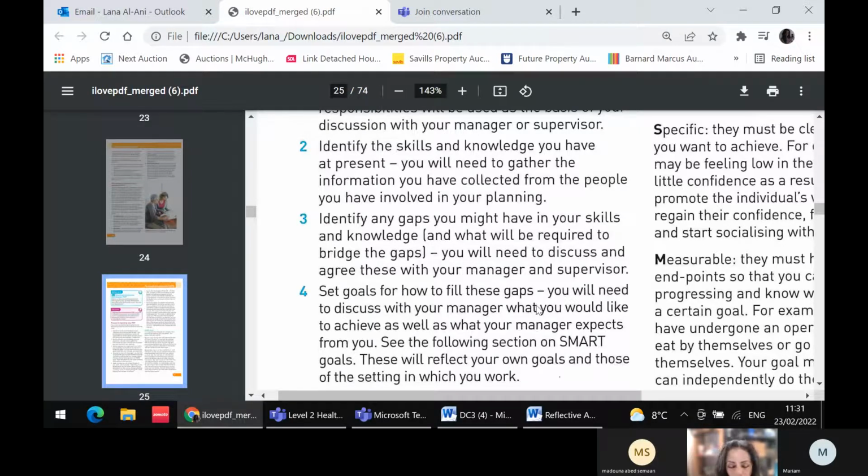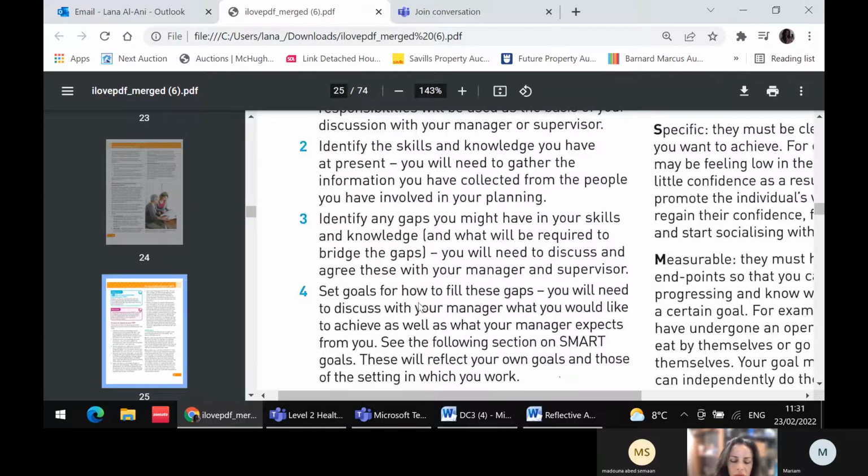So what is required to bridge this gap? You will need to discuss and agree that with your manager and supervisor. It depends. If it is a massive organization, then you agree with your supervisor. If it is a small organization, the manager will be the one who's above you. Then you can discuss the training with them.